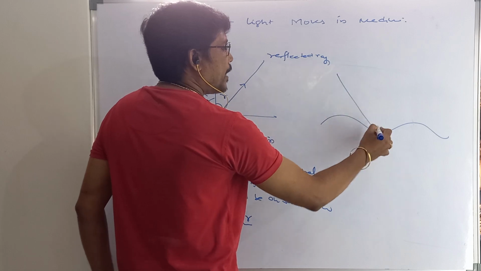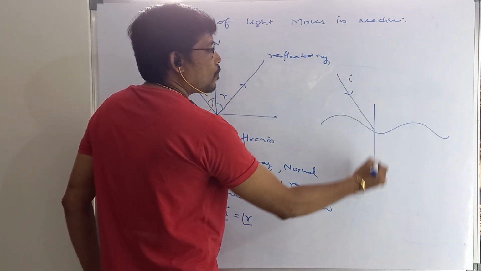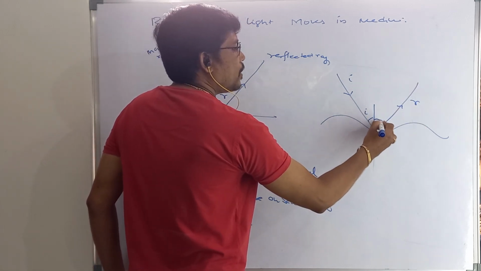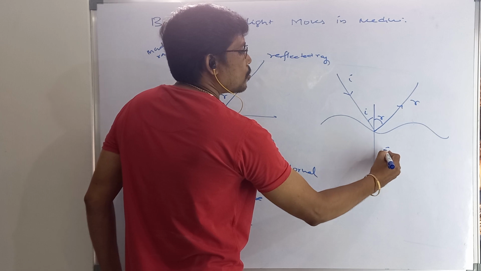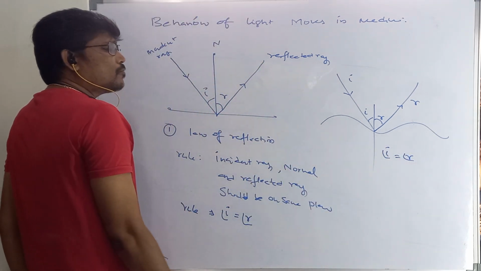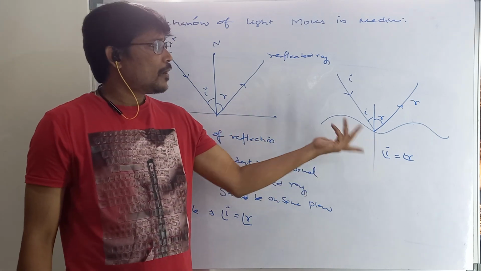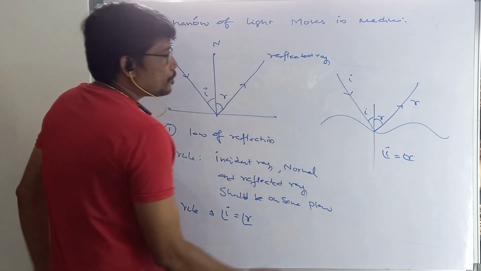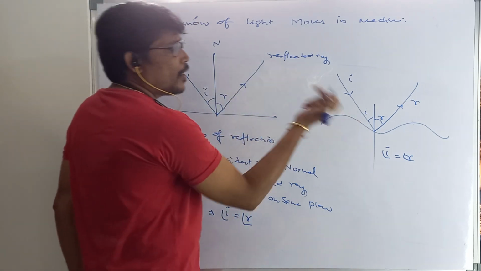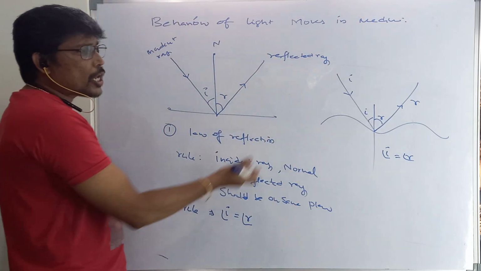In this case, light is allowed to be incident on this surface. This is I, this is the normal, and this is the reflected ray. So this is I, this is R. In this case also, angle of incidence is equal to angle of reflection, but it may be having different reflections. Suppose it is not a plane surface, it may be any curved surface. There also these rules are satisfied.